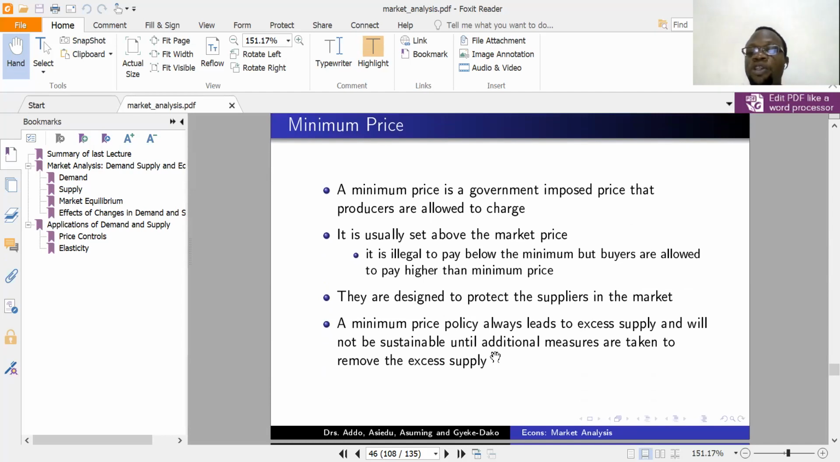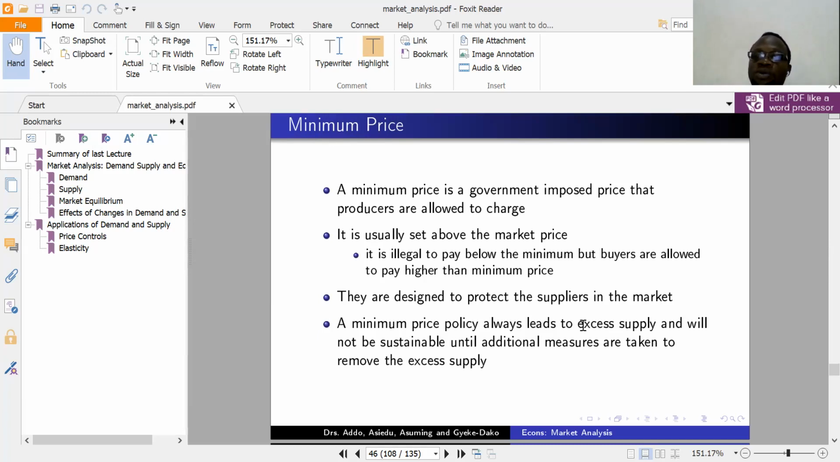The minimum price policy always leads to excess supply, and that I explained also. So if you set a minimum price, it leads to excess supply. If you say that for a laborer or a cleaner, now you have to pay 100 Ghana cedis an hour, people will do it themselves, right? But more people will be willing to supply their time. So supply will be higher than demand. So a minimum price policy, like a minimum wage, if it's binding, leads to excess supply and will not be sustainable until additional measures are taken.